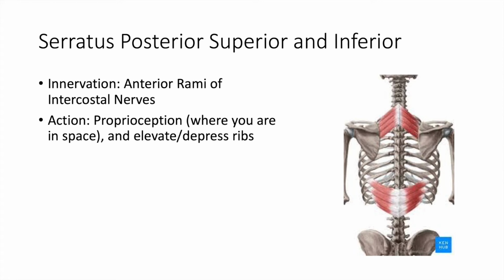Okay, serratus posterior, superior and inferior. The innervation is the anterior rami. And the action is proprioception. So what does that mean? It just means that you know where you are in space, and they elevate and depress the ribs.